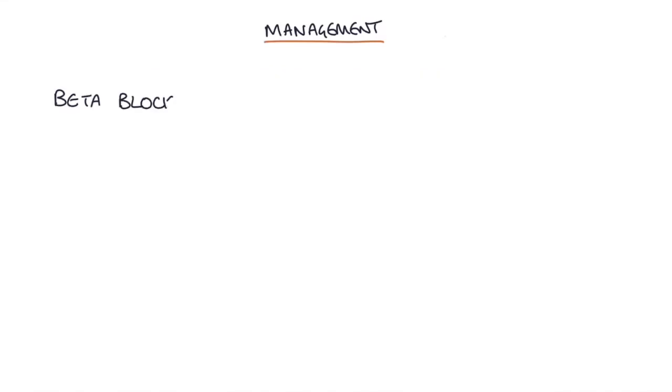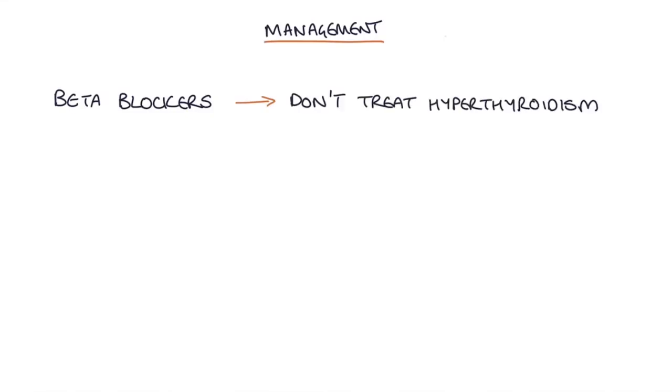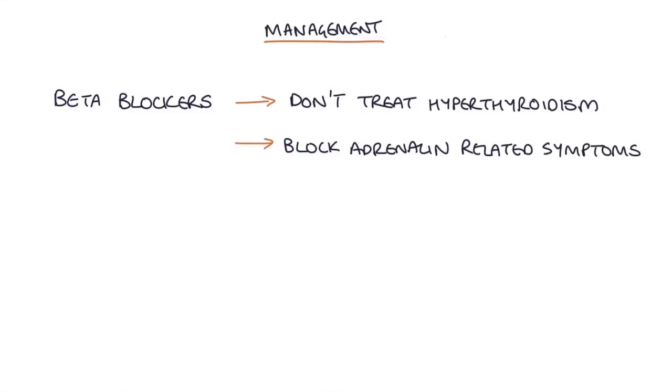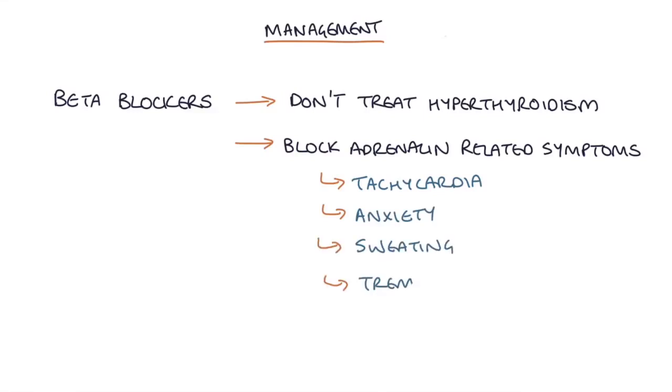Let's talk about beta blockers for hyperthyroidism. Beta blockers don't actually treat the hyperthyroidism, but they're used to block the adrenaline-related symptoms in hyperthyroidism. These are things like tachycardia, anxiety, sweating, tremor. All of this sort of stuff is improved by blocking that adrenaline drive that you have in hyperthyroidism.